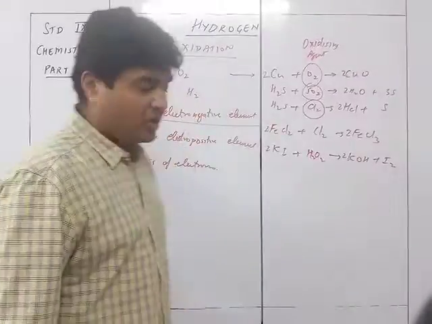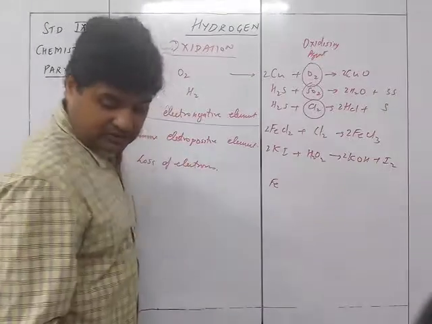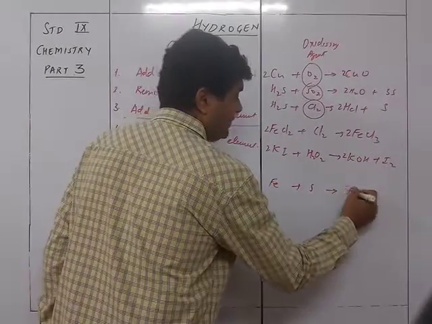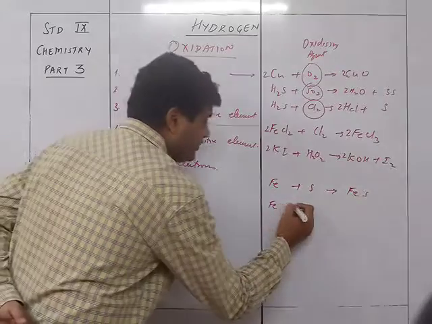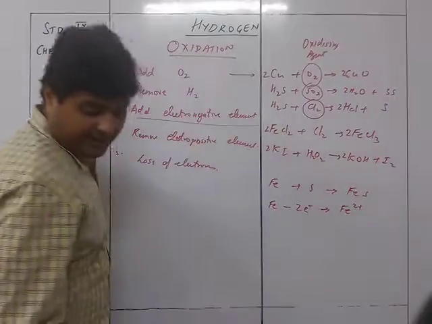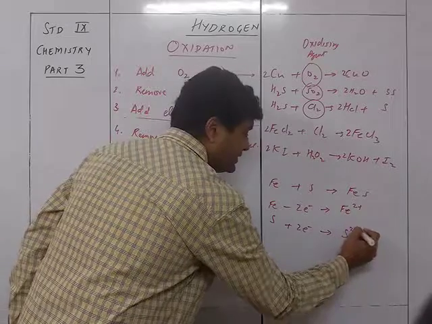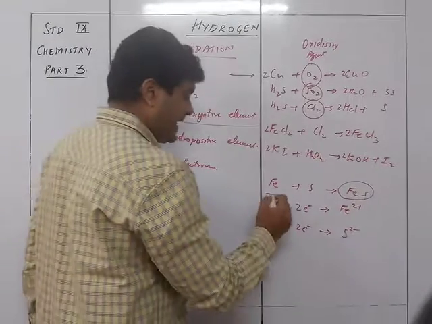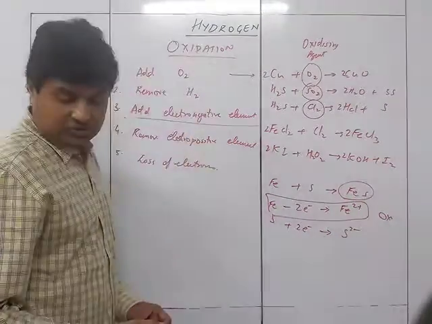The next one is loss of electrons from an atom. So loss of electrons, we know very well that it will be something like Fe plus S giving you FeS, wherein Fe loses two electrons to give you Fe2+, and the S gains 2e to give you S2-, forming FeS. So this reaction over here is oxidation. Of course this is reduction, but this is the oxidation part.